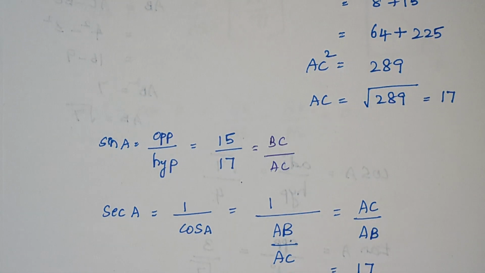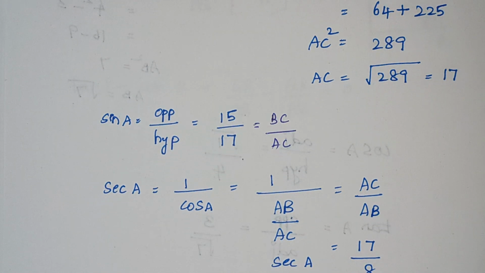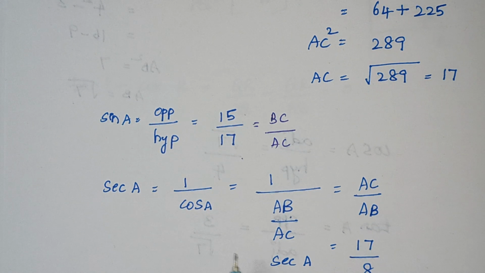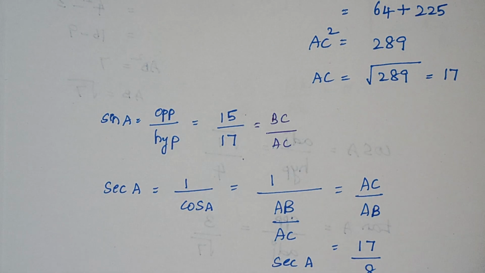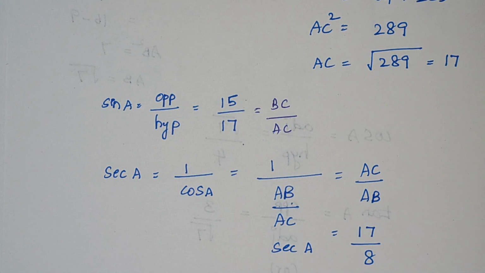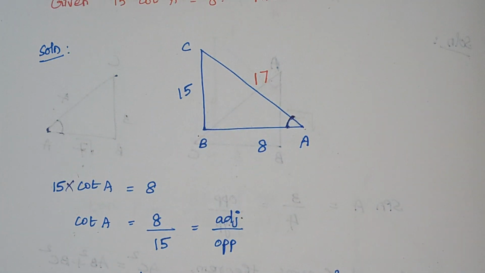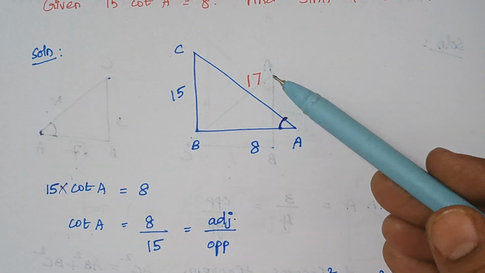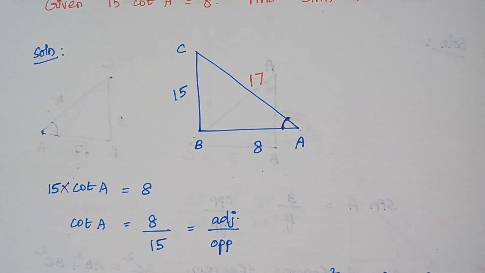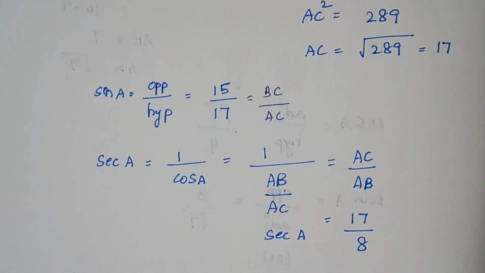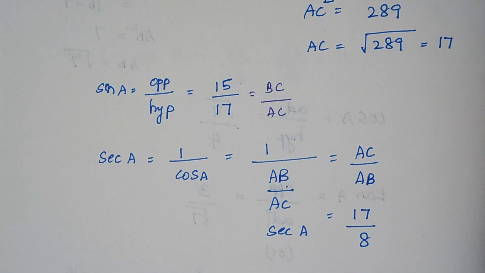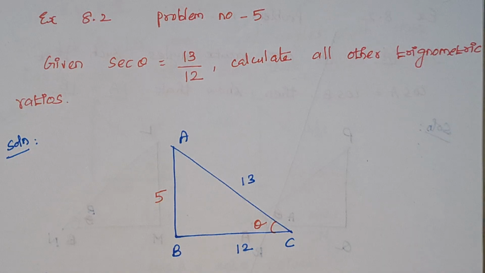The next thing is secant A. Secant A is nothing but 1 by cos A, right? So 1 by cos A, what is cos A? Cos A is adjacent by hypotenuse, or you can directly write secant A is hypotenuse by adjacent. Any way you can do. So here what is your hypotenuse? It is 17, and what is your adjacent side? It is 8. So therefore here it is 17 by 8, right? So we will proceed with our next problem.